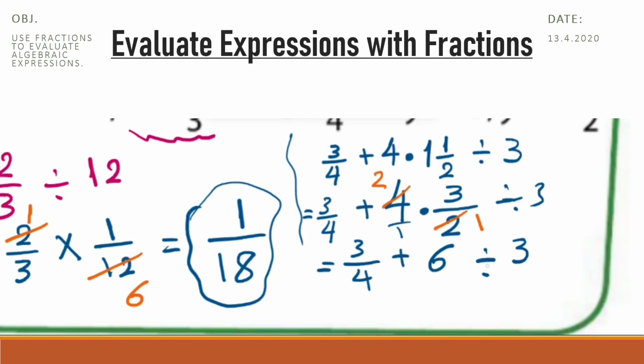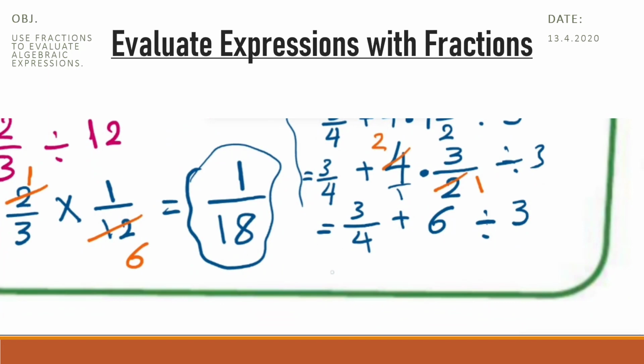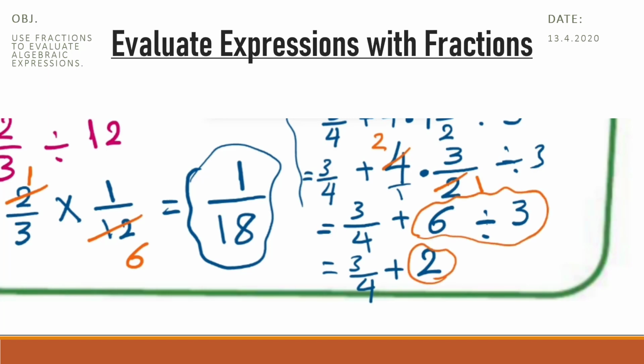Now again, we're going to divide before we add. According to the order of operations, we should divide first. So we will divide 6 and 3. 6 divided by 3 is 2. So here we have 3/4 plus 2. 6 divided by 3 is equal to 2. Okay, let's continue. Now 2 plus 3/4, that's 2 and 3/4.